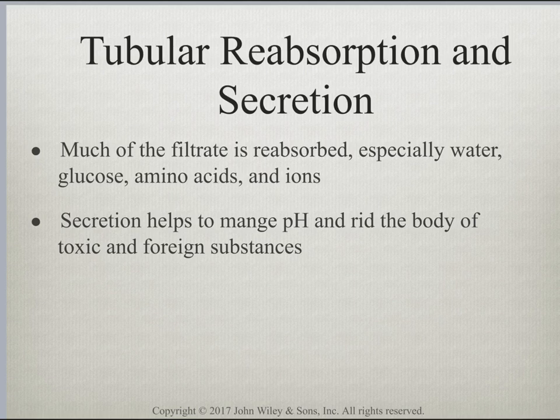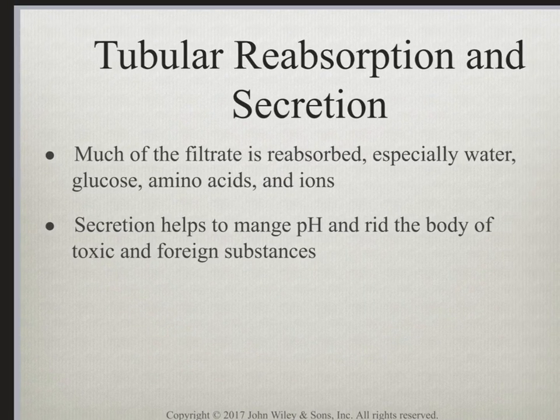First and foremost, we have to realize that much of the filtrate is going to be reabsorbed, especially the water. If you go back to our last lecture, we talked about the amount of filtrate, that 150 to 180 liters a day produced by the renal corpuscles, specifically the glomerulus, and how we introduced a word called obligatory water reabsorption. 90% of that water is going to be reabsorbed right here at the beginning portion of the proximal convoluted tubule. So much of that filtrate is reabsorbed, especially water.